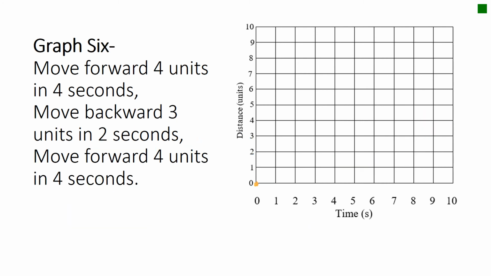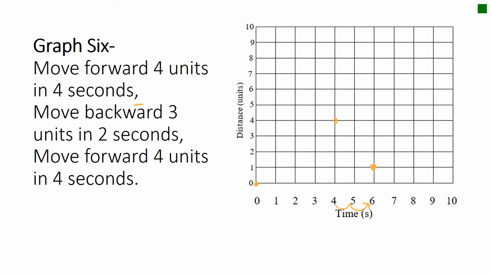All right, the last graph. So we start once again at 0, 0. I'm going to move forward 4 units in 4 seconds. So that's 4, 4. And then I'm going to move backwards 3 units. So it was at 4. Backwards means negative. So I'm going to be now at 1 unit, and that's in 2 more seconds. So that would be 4 plus 2, so that would be 6. So I want backwards 3 units in 2 seconds.